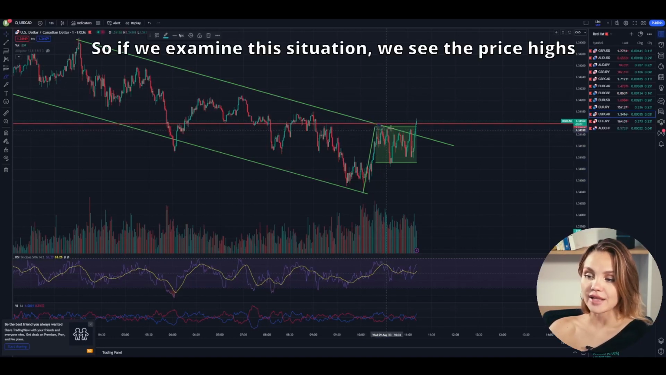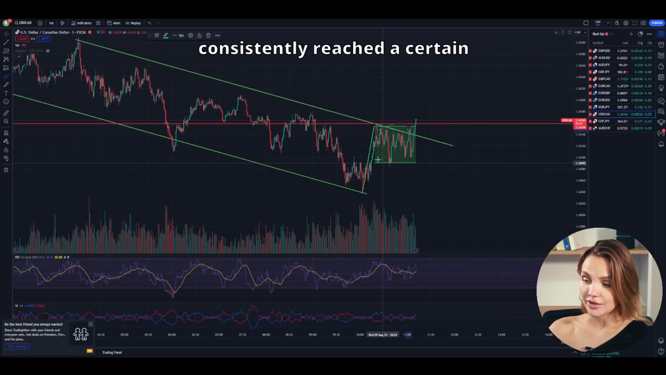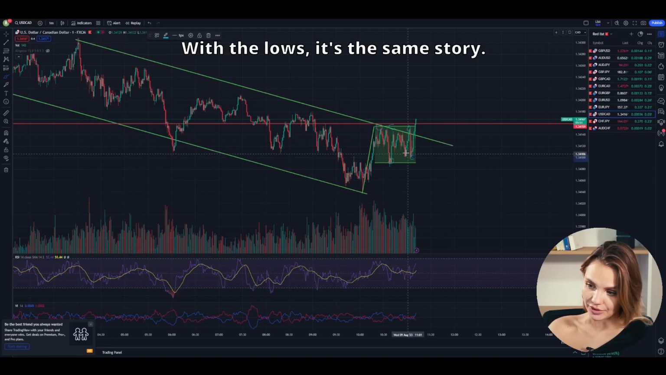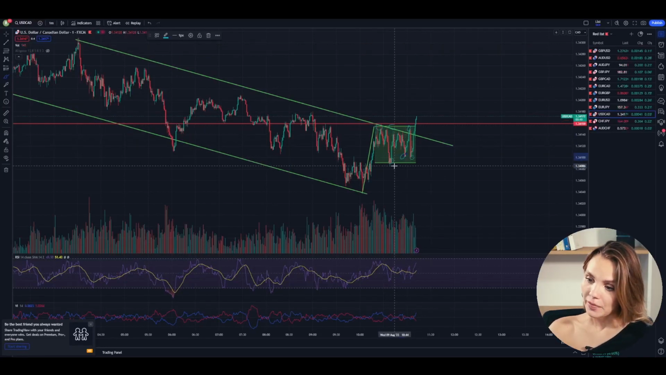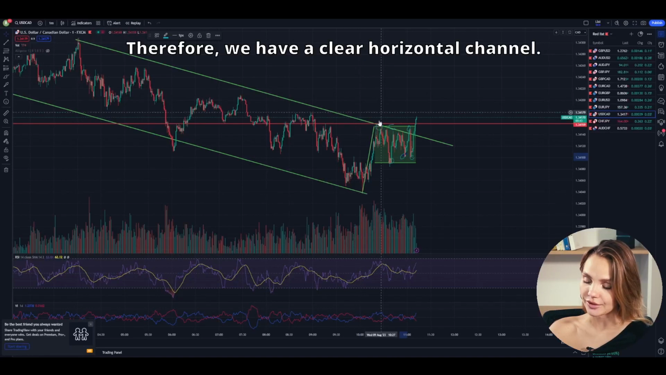So if we examine this situation, we see the price highs consistently reached a certain level and then the price retraced. With the lows, it's the same story. The price consistently paused at a particular level. There was only one low that went slightly lower, but that's an exception. Therefore, we have a clear horizontal channel.